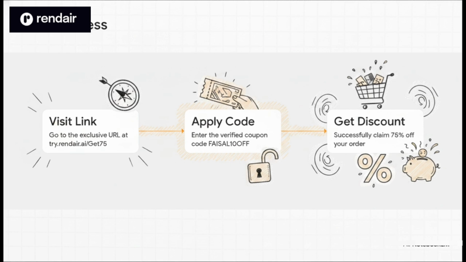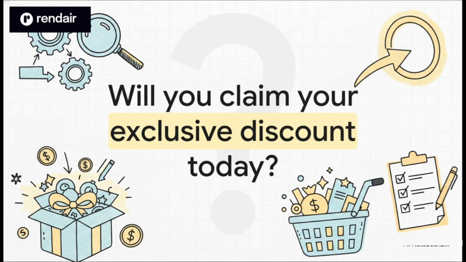When you really map it out, the source provides a crystal clear chronological 3-step action plan. Step 1, you go to the designated staging area, that exclusive link at try.rendair.ai/get75. Step 2, once you're there, you actively apply the verified coupon code FAISAL10OFF. And step 3, the ultimate payoff for those actions, you get 75% off. It is just a perfectly logical flow, walking you step by step from the location to the action to the reward. So, there you have it.